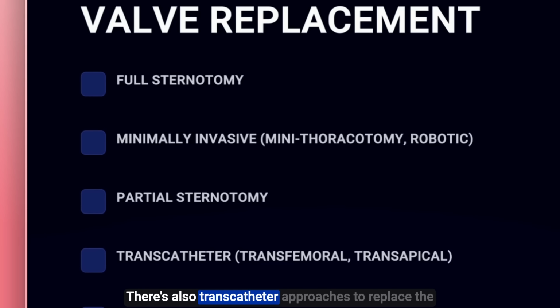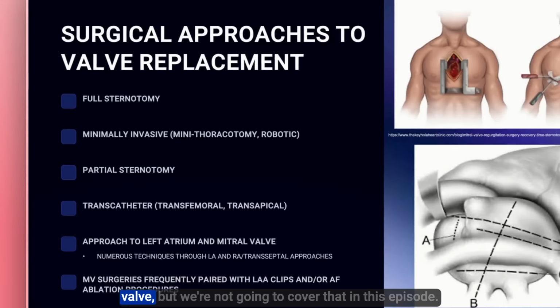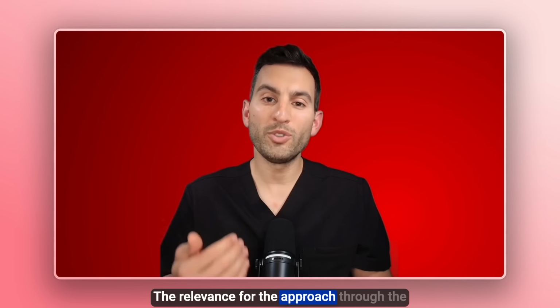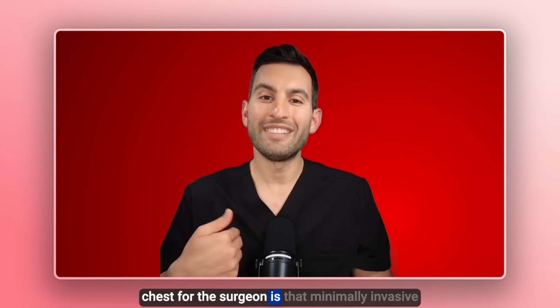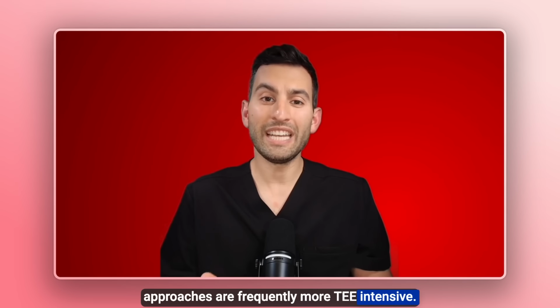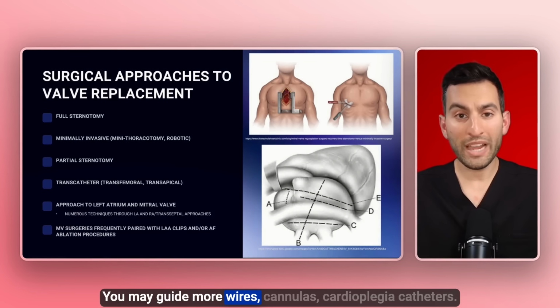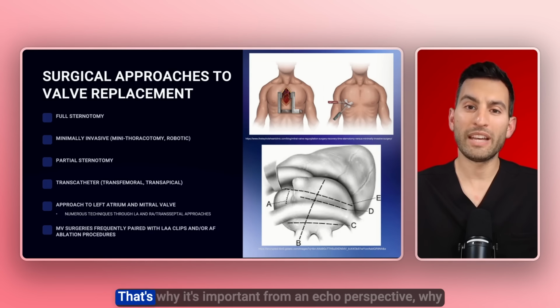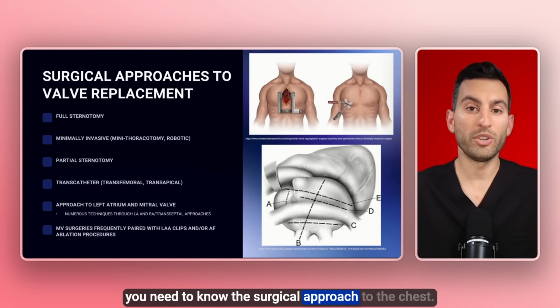There's also transcatheter approaches to replace the valve, but we're not going to cover that in this episode. We will cover that in future episodes of Tea Time. The relevance for the approach through the chest for the surgeon is that minimally invasive approaches are frequently more TEE intensive. You may guide more wires, cannulas, cardioplegia catheters. Just keep that in mind. That's why it's important from an echo perspective, why you need to know the surgical approach to the chest.